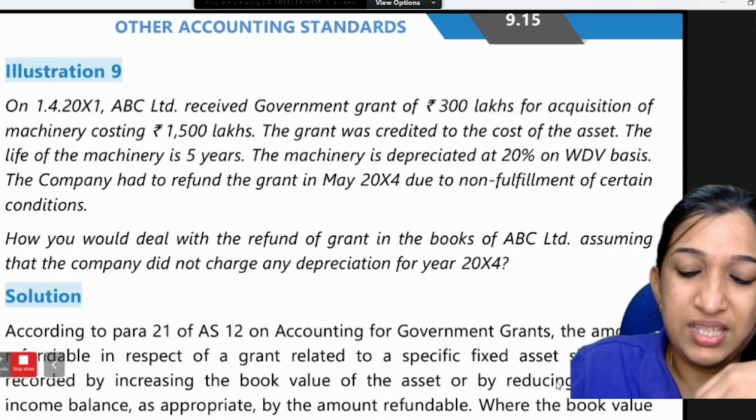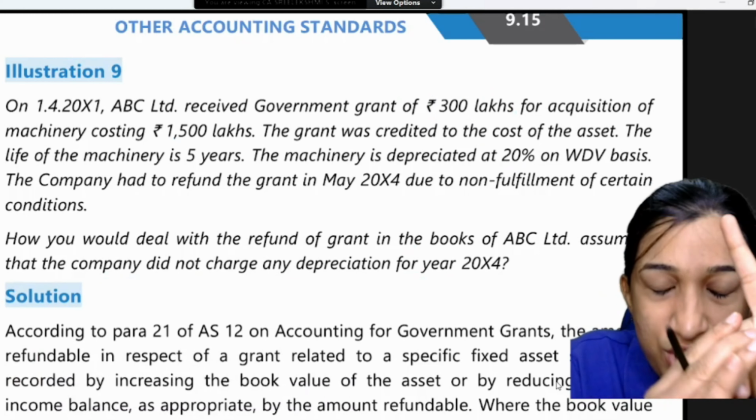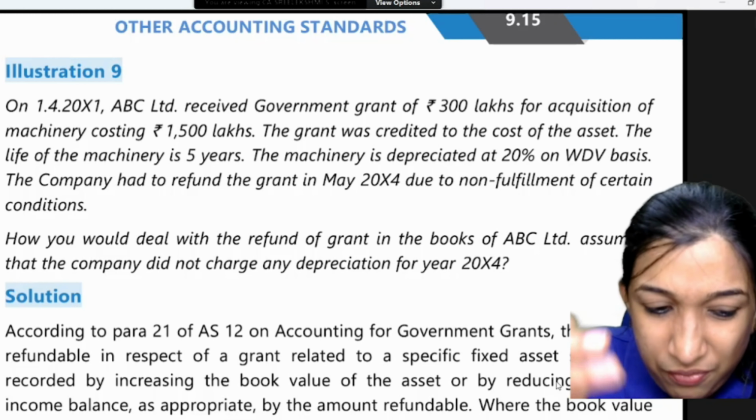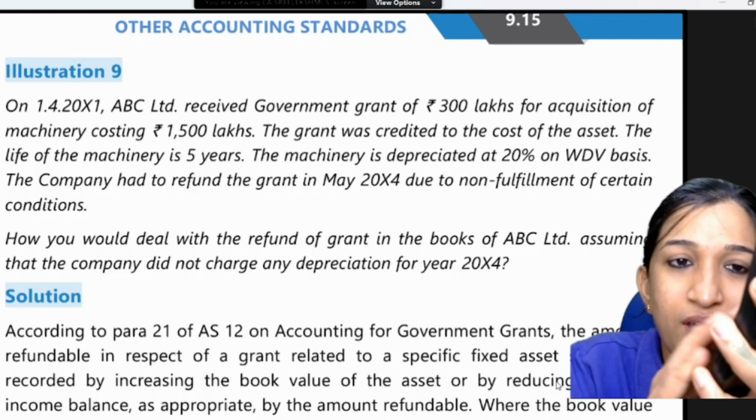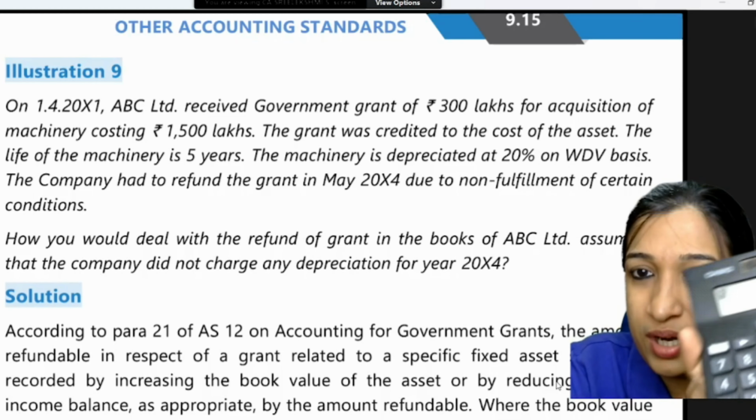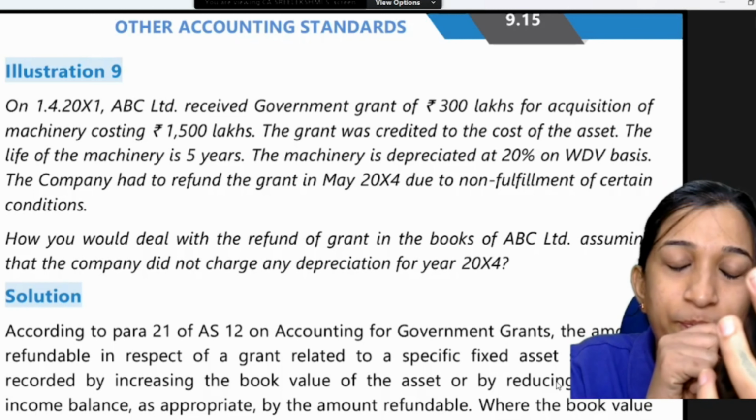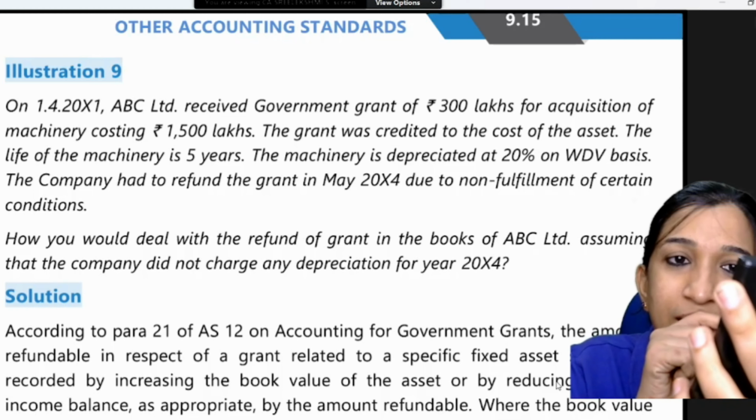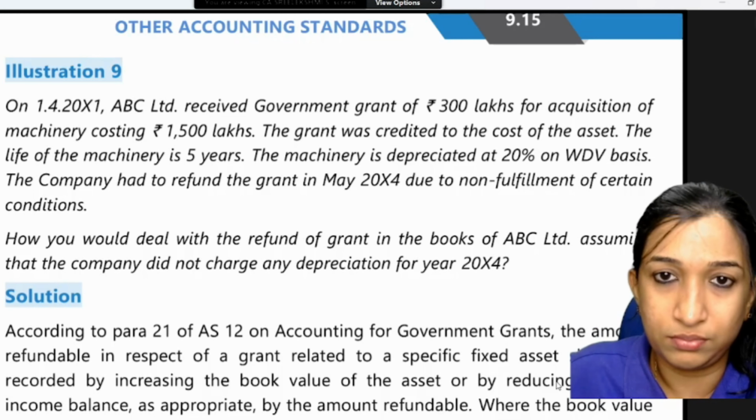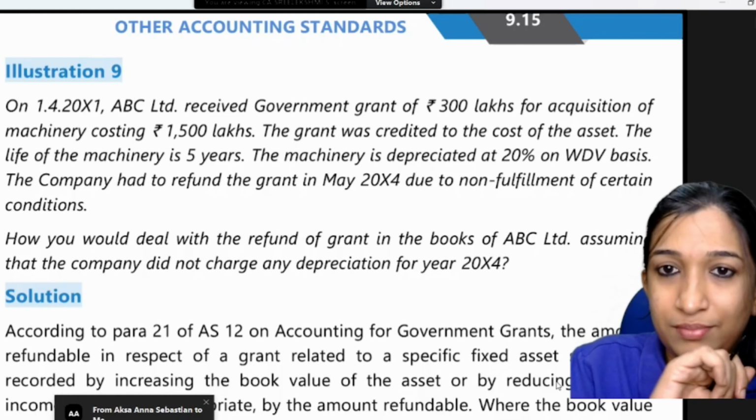So you received the grant on 1st April 2011, depreciated for 2011-12, 12-13, 13-14, 3 years depreciated. And now it is refundable. So take your calculator and just check. 1500 minus 300, 1200 is the asset value at the beginning. Now you depreciated 20% first year, minus 20% second year, minus 20% third year. So what is the asset value now? And you had to refund, means plus 300.